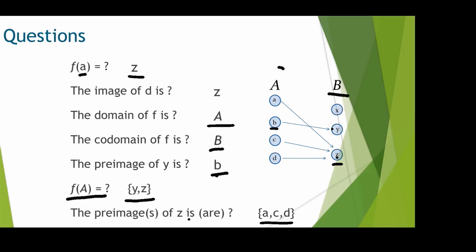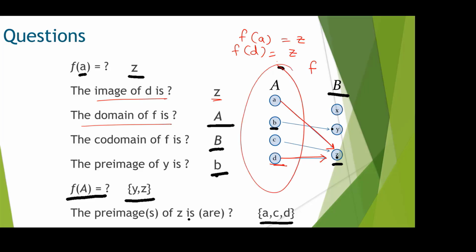So here are some quiz questions to see if we understood. Maybe I should not have the solution on the same slide. Okay. So what is the function of A? This is F. If we apply it on A, we get Z. So F of A is Z. What is the image of D? If we apply the function on D, what element do we get? Again, we are getting Z here. So that value is also Z. What is the domain of this function? This whole set A, that is the domain. Codomain is the whole set B.